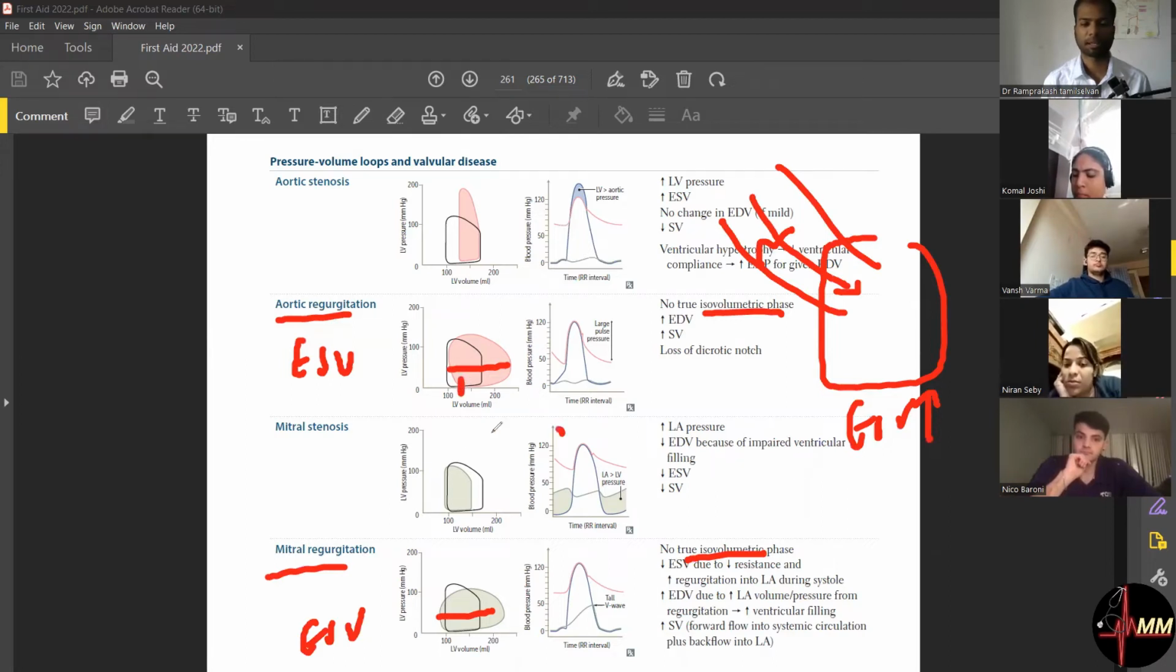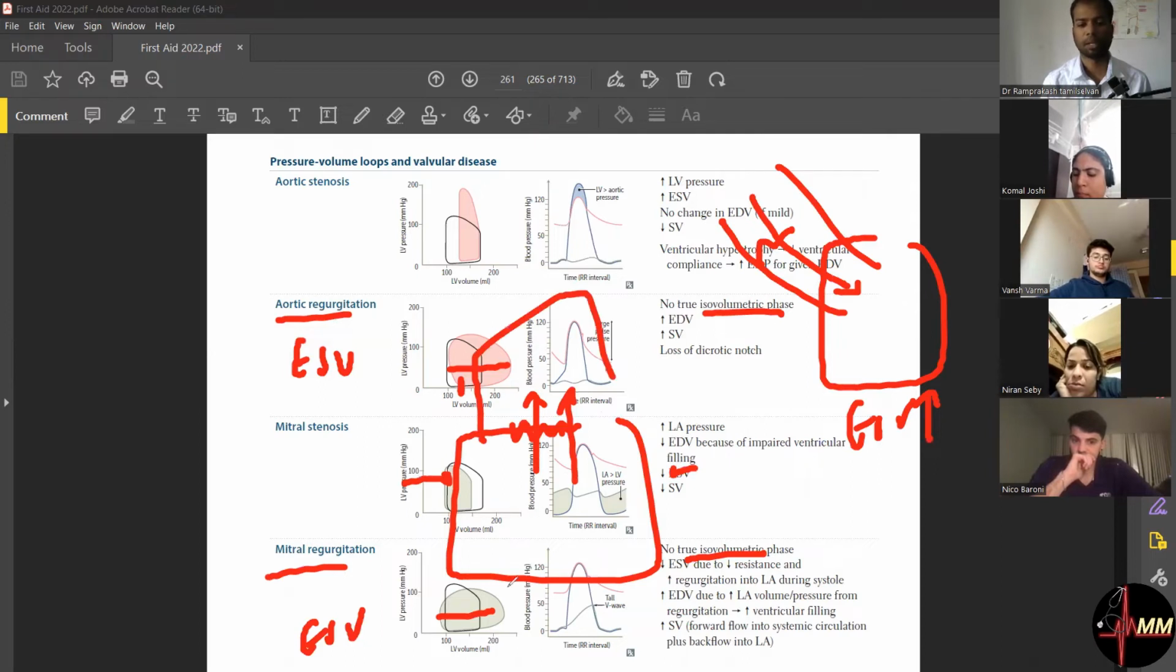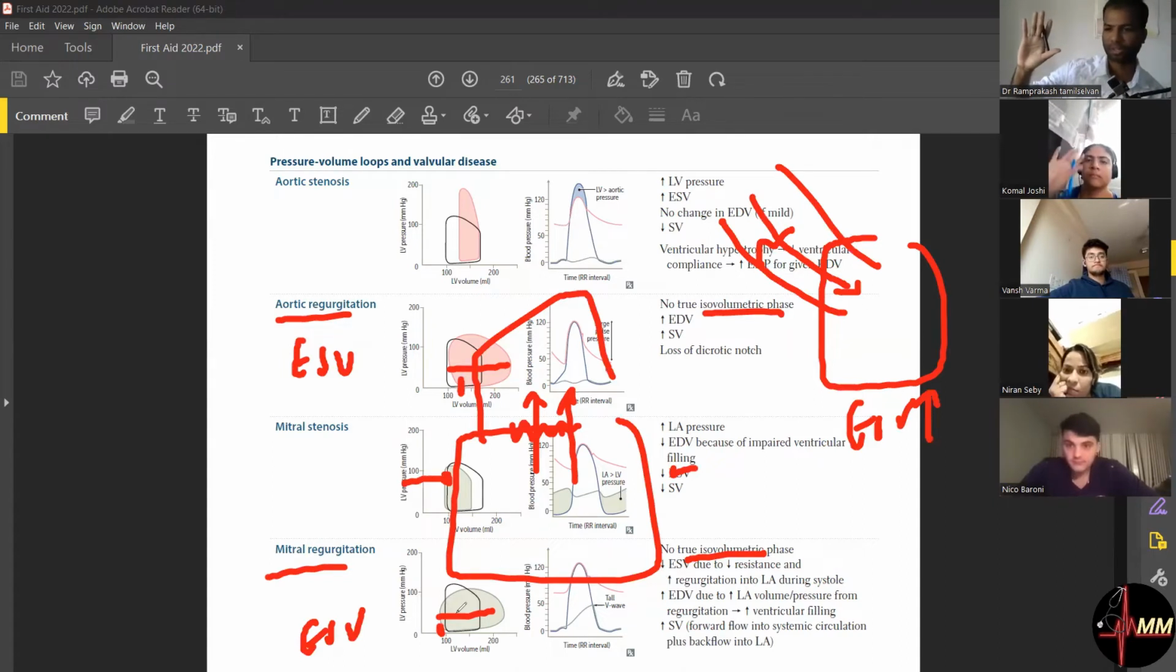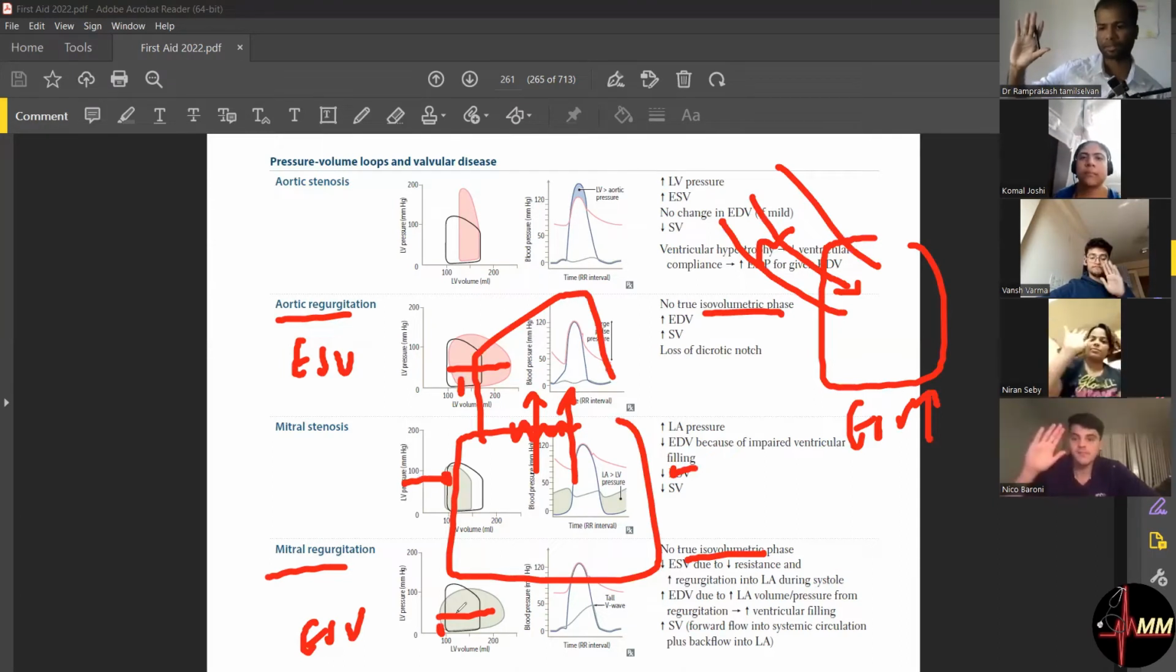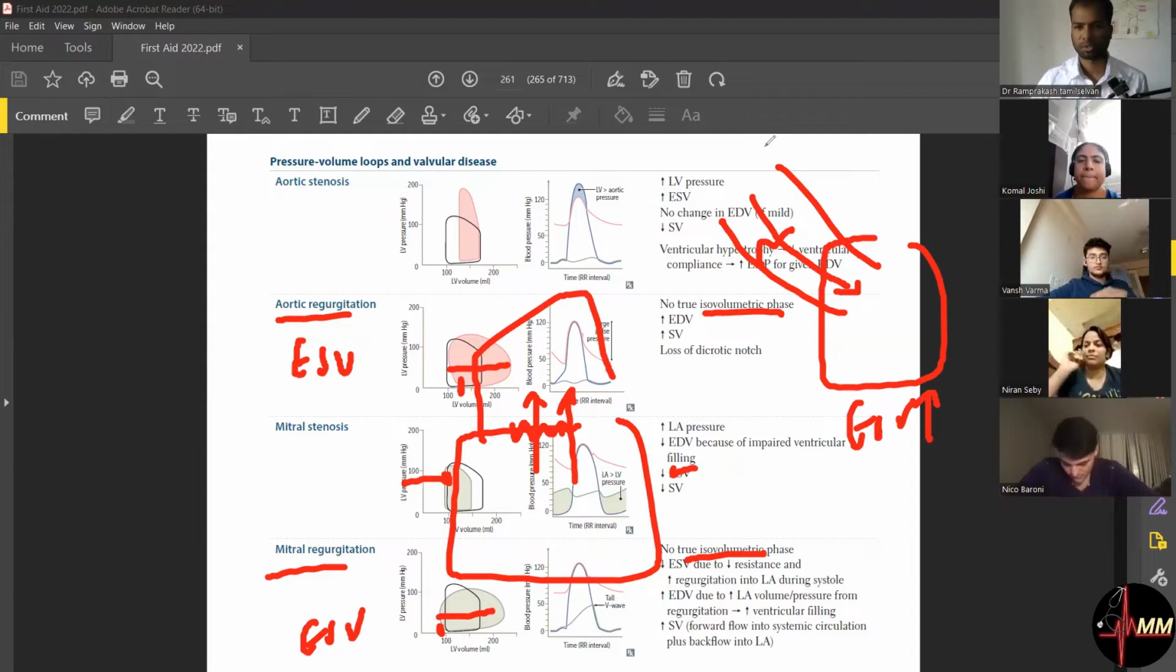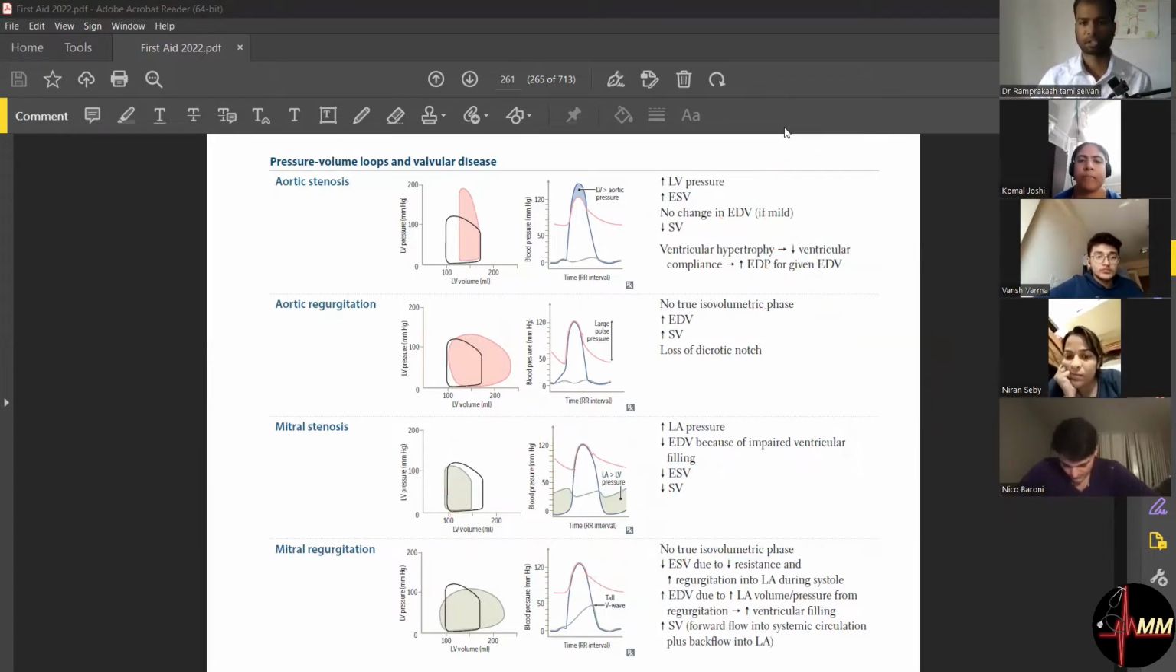In mitral regurgitation, here is the mitral valve. If there is some backflow during systole, some backflow into the left atrium, the end systolic volume is going to decrease. Understand? Clear? If you are clear, just show me a hand like this. Yes, very good. So this is the best way to do these graphs. Just focus on one or two points and move on.